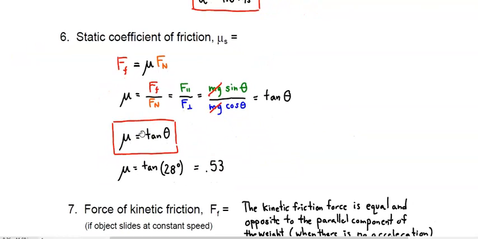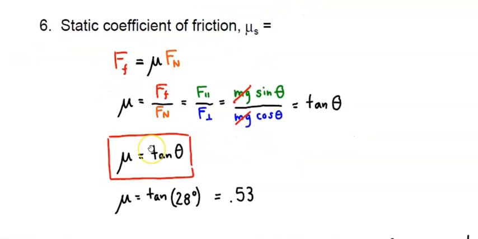Let's now calculate the coefficient of static friction. If the box does not move down the ramp, then the force of static friction is equal to mu times the normal. Solving for the Greek letter mu, mu equals friction divided by the normal. We know that in the case of an object that is not moving, the force of friction is equal to the parallel force, and we know that the normal force is always equal to the perpendicular component. Setting these two into their full trigonometric forms gives us mg sine theta over mg cosine theta, canceling the mg terms, leaving us with tan theta.